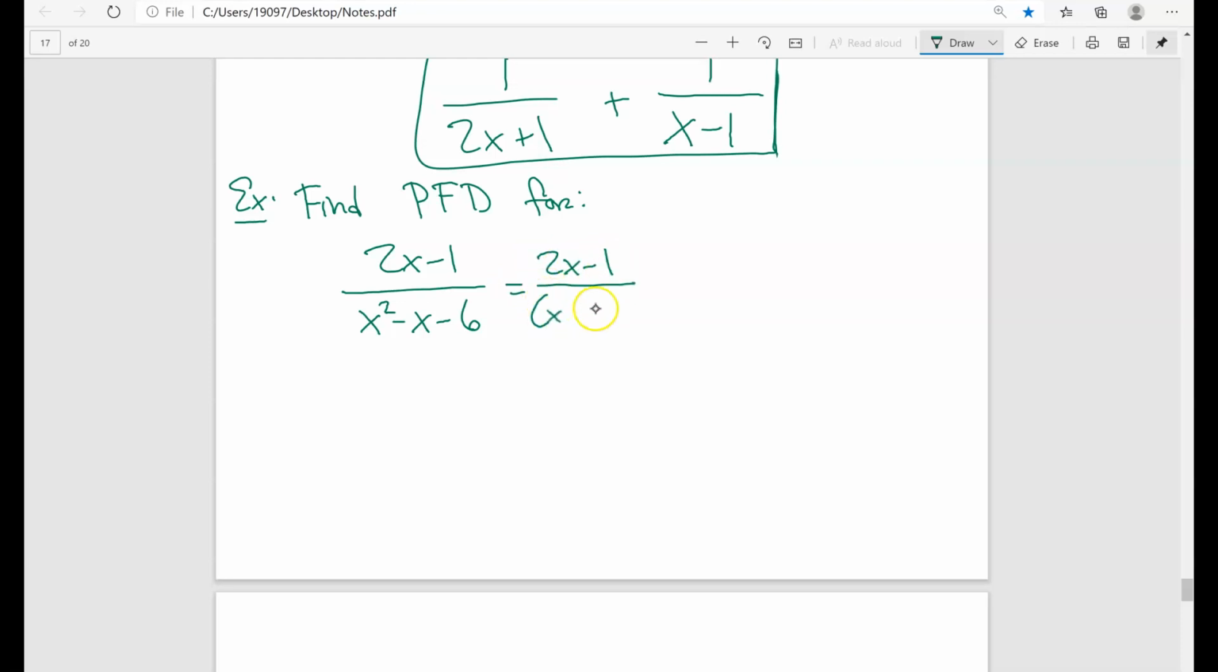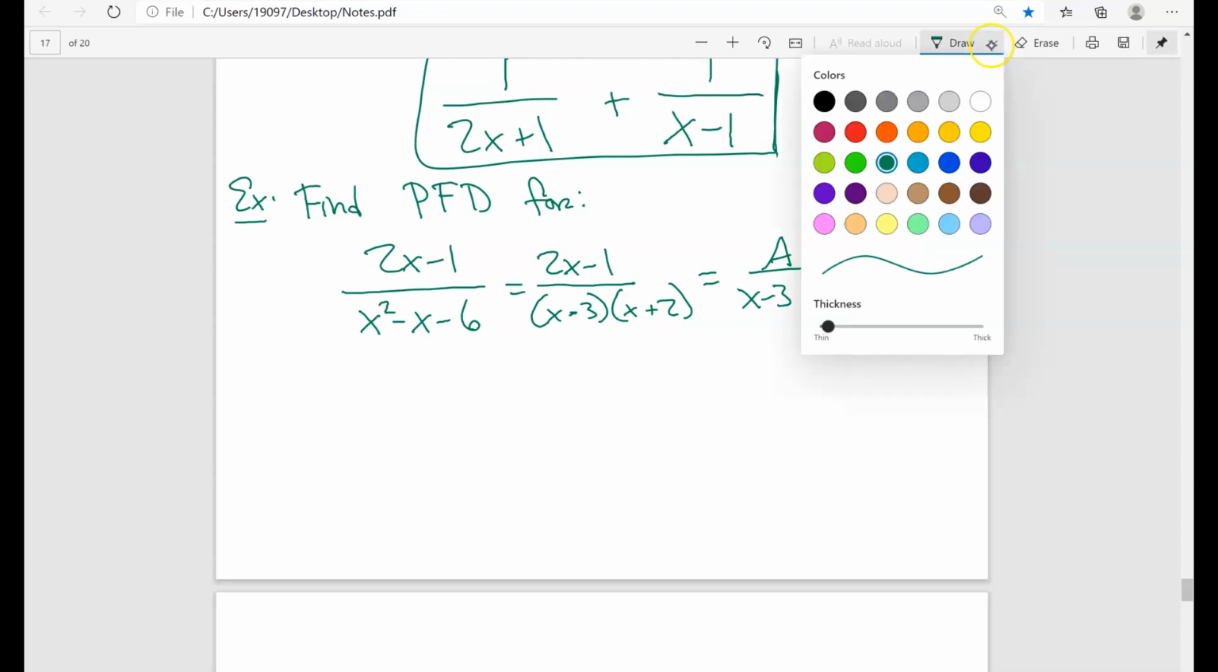So this will be x, and this should be a 3 and a 2. This should be a minus, and this should be a plus. Okay, so what would be the partial fraction? It will be A over the first factor, x minus 3, plus B over the second factor, x plus 2.